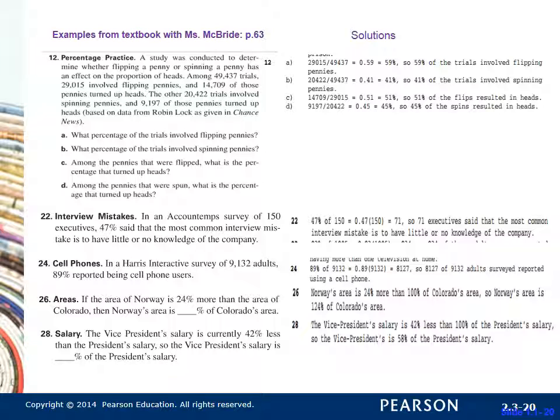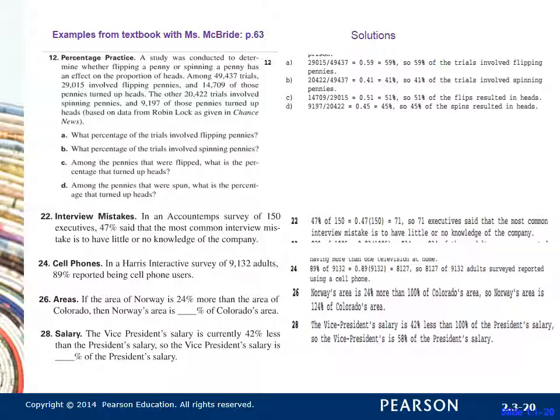Same idea for 24. Here we have 89% of our 9,132. So we'll multiply and then state our result as shown. Now 26 is a little different. If the area of Norway is 24% more than the area of Colorado, then Norway's area is what percent of Colorado? So this is the one where we're adding to the percent. So if it's 24% more than, we add 100 plus 24 and say Norway's area is 124% of the thing it was being compared to, which is the Colorado area.